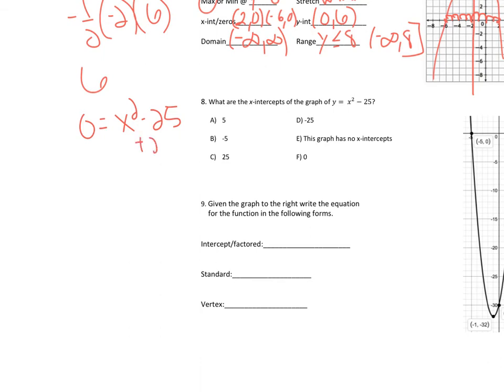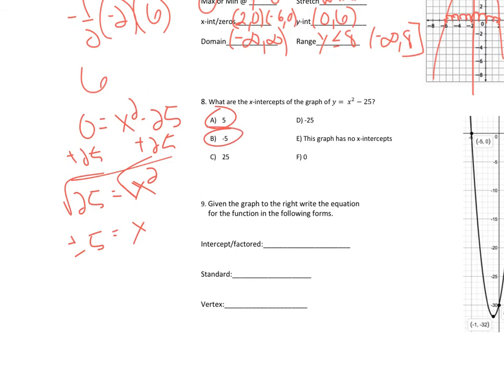If I want to solve by square roots, I'd add 25. You get 25 equals x squared. Take the square root, and you get plus or minus 5 equals x. So it'd be that and that. Or if you wanted to factor, you get x minus 5, using difference of squares, and x plus 5. Once you set those equal to 0, you can solve from there.